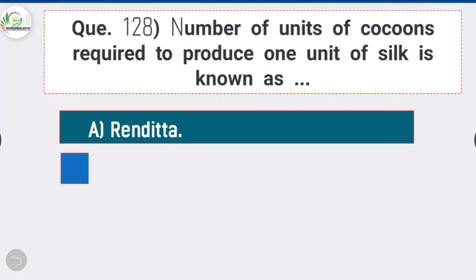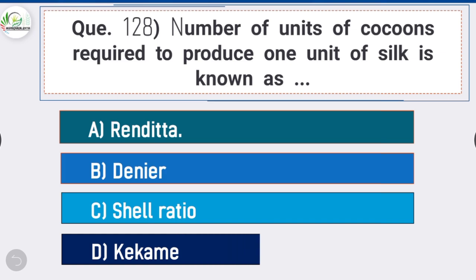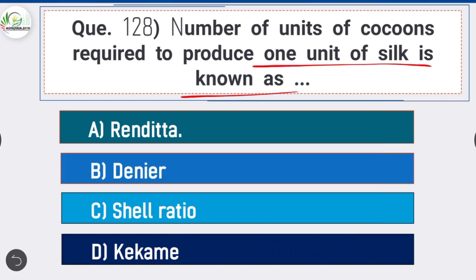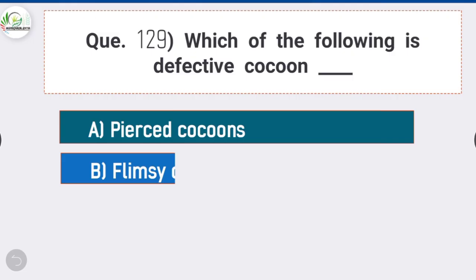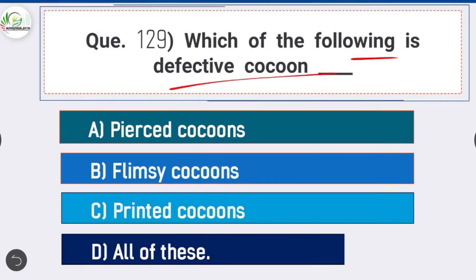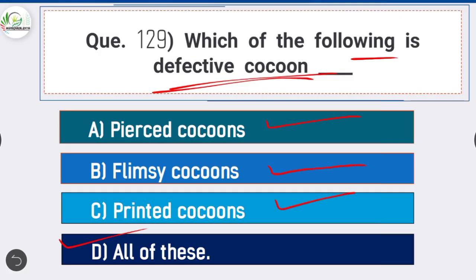Question number 128. Number of units of cocoons required to produce 1 unit of silk is known as, option A is the correct answer, rendita. Number of units of cocoons required to produce 1 unit of silk is known as rendita. Question number 129. Which of the following is defective cocoon? And the correct answer is option D, all of these. The defective cocoons are all of these, that means pierced cocoons, flimsy cocoons and printed cocoons.